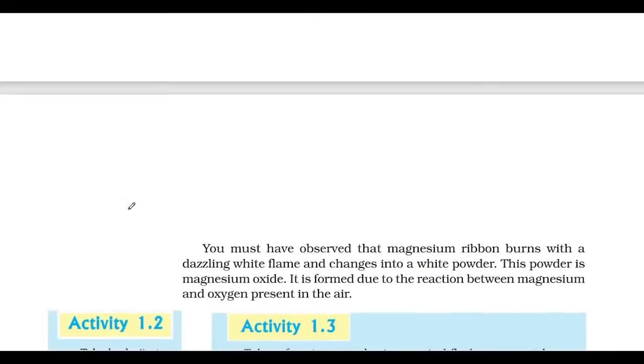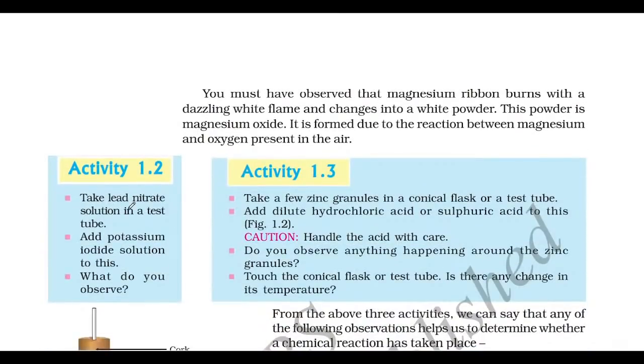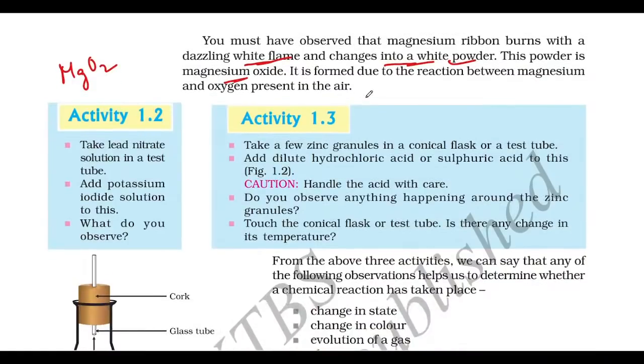The important part is the burning of magnesium ribbon. Magnesium ribbon burns with a dazzling white flame, and it changes into a white powder. The white powder is called magnesium oxide. It is due to the reaction of magnesium and oxygen present in air.